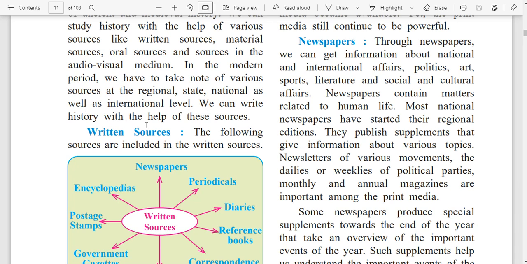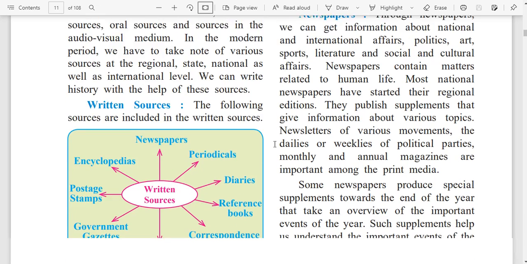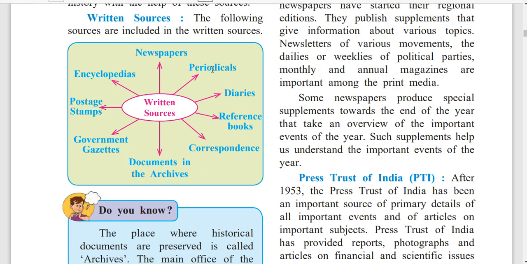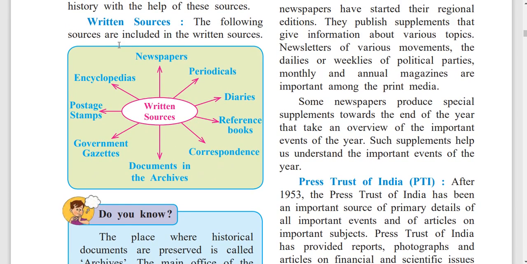We can write history with the help of these sources. Following are the sources included in the written sources: newspapers, periodicals, diaries, reference books, correspondence, documents in archives, government gazettes, postage stamps, encyclopedias.